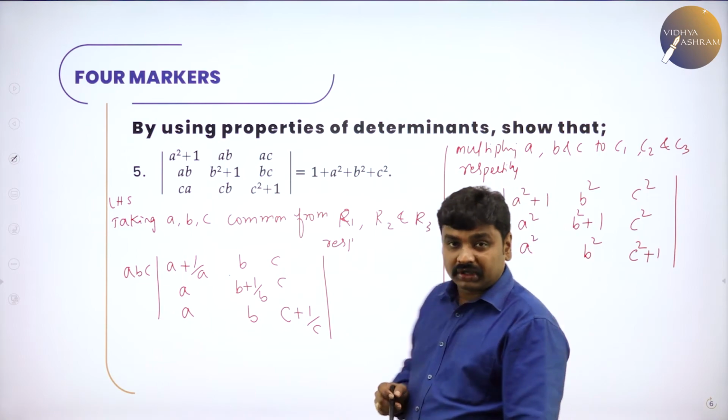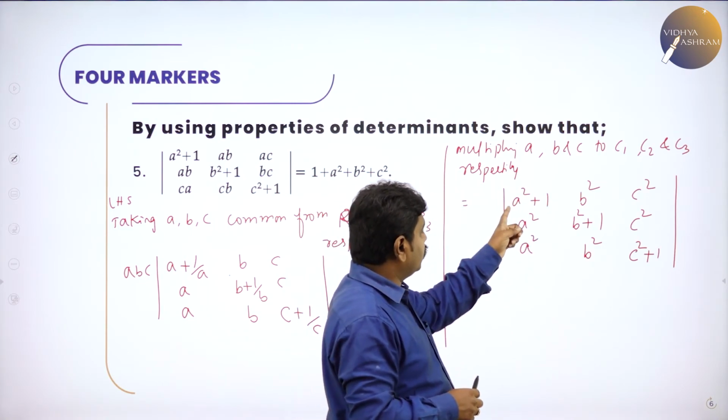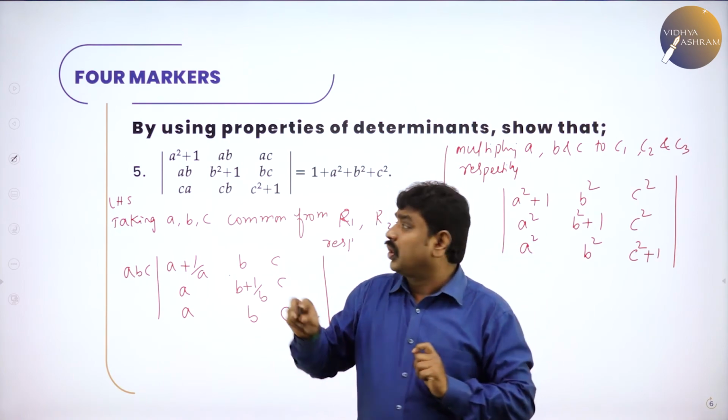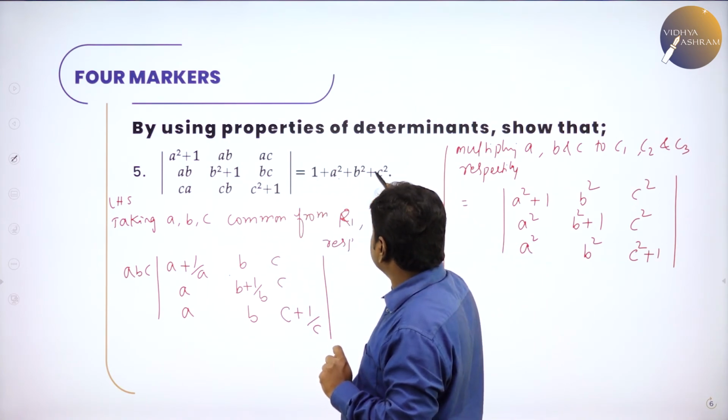I hope all of you got this. Now you can observe a square plus 1, b square, c square. Interesting. I want 1 plus a square plus b square plus c square.